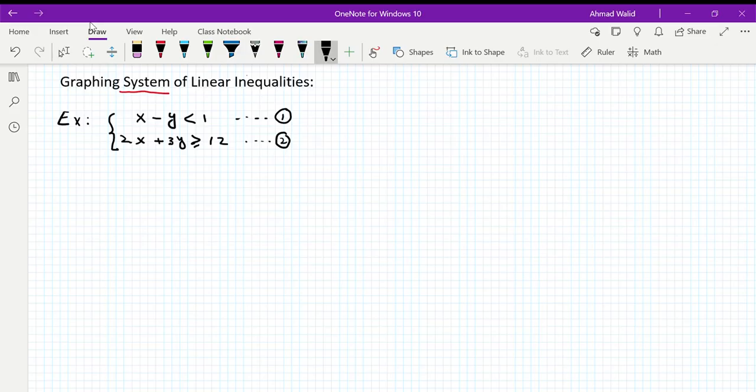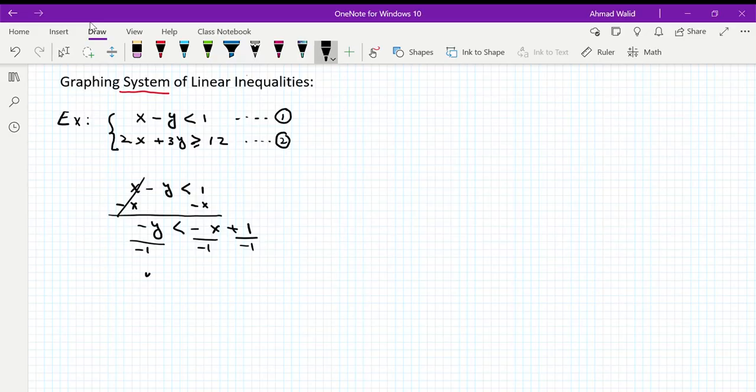Inequality number 1: x minus y less than 1. I will solve it for y. I will subtract x from both sides. Then I can write negative y less than negative x plus 1. Divide by negative 1 because we are not looking for negative y, we are looking for y. Then I can write y greater than x minus 1. The slope is 1 over 1, and the y-intercept is (0, negative 1).